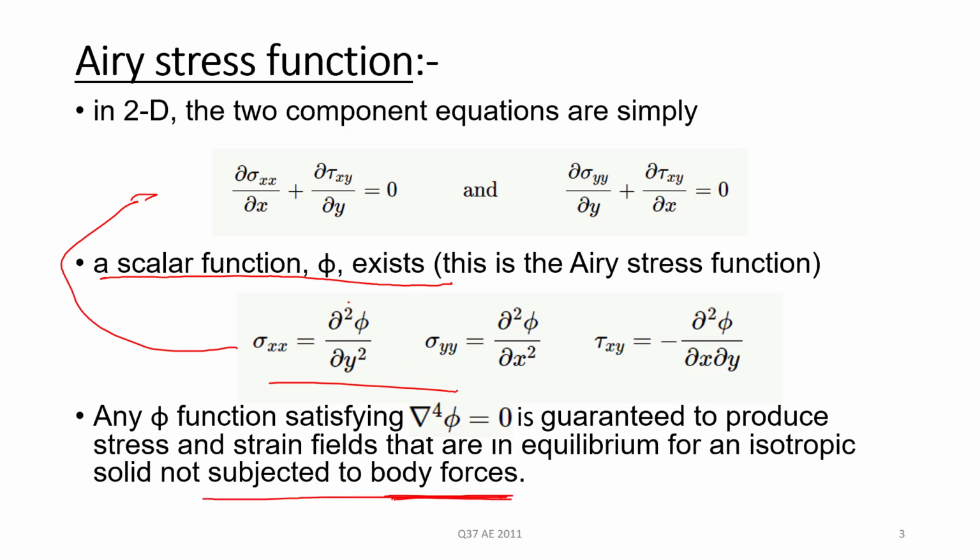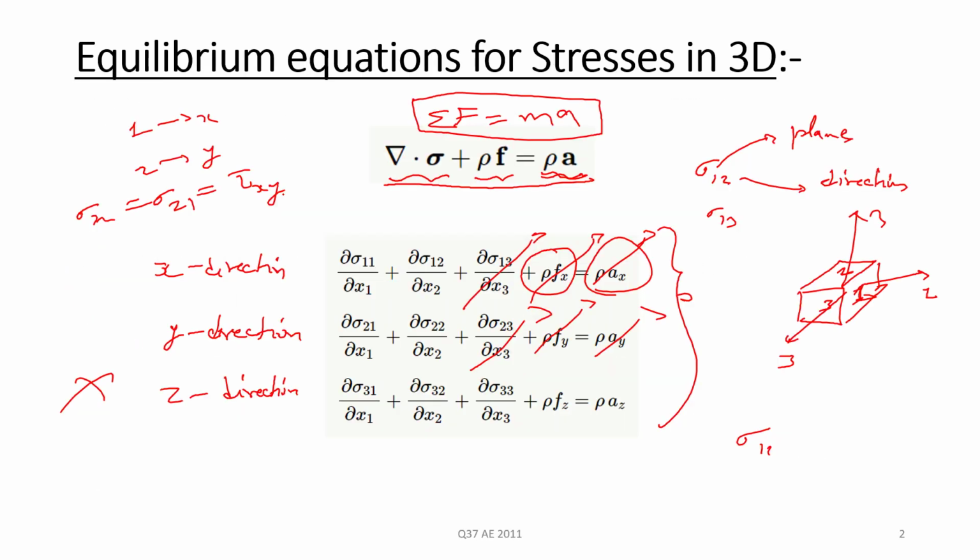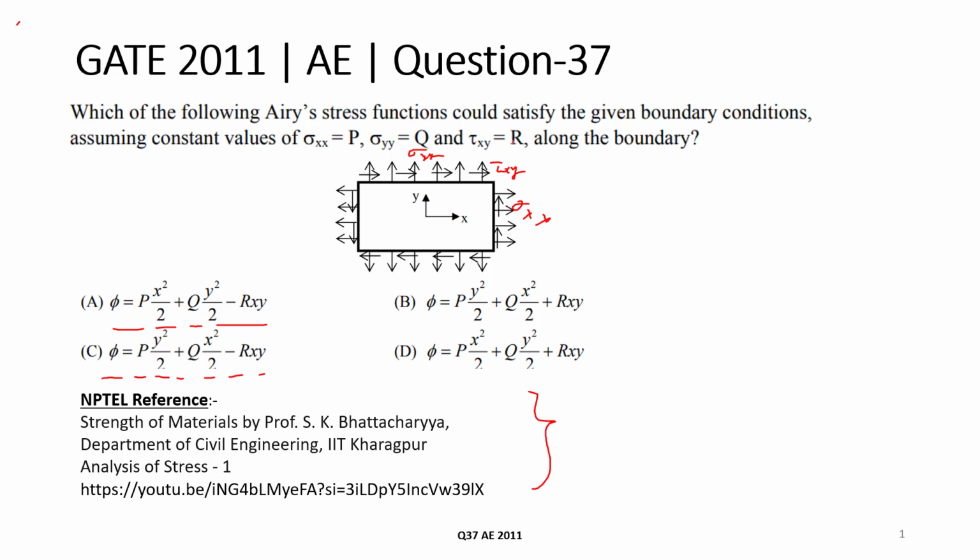If we put it here, this term will be dou 3 phi upon dou x dou y square, and this term will be minus dou 3 phi upon dou x dou y square, equal to 0. So it satisfies the equation. Similarly, the other equation is also satisfied by these terms. So now we will solve the problem. In the problem, what is given?